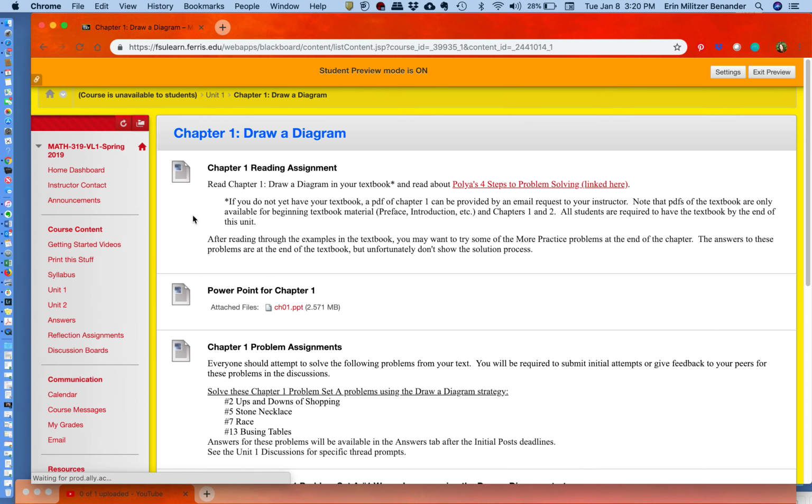Read chapter 1, draw a diagram in your textbook, and then read about Polya's 4-step problem-solving link. So there's always a reading assignment. So let's make sure that you always remember that there's a reading assignment. Okay, so I need to read chapter 1, so I pick up my book and read chapter 1, and then I've got to do some more reading, so I'm going to read this Polya's 4-step. If you need a PDF of chapter 1, let me know.